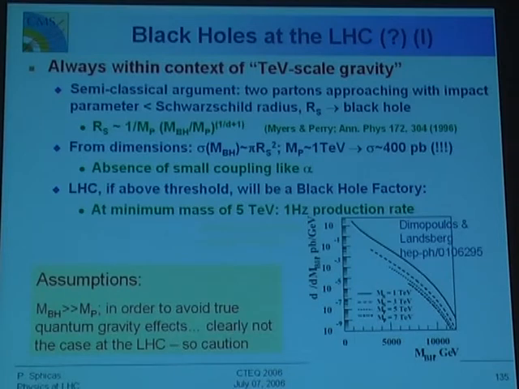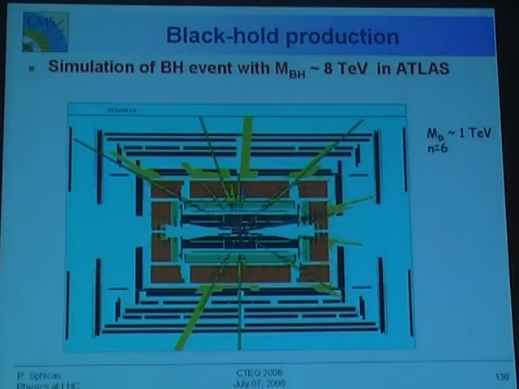The reach, the cross-section actually, if you look at it as the mass of the black hole, says that the ultimate is somewhere around masses of something like 8 TeV or so. This is an actual simulation of an 8 TeV one, and you don't see it here, but there's leptons coming out of the wazoo and very, very, very high energy jets everywhere. This would be a 1 TeV with n equals 6 for the extra dimensions.